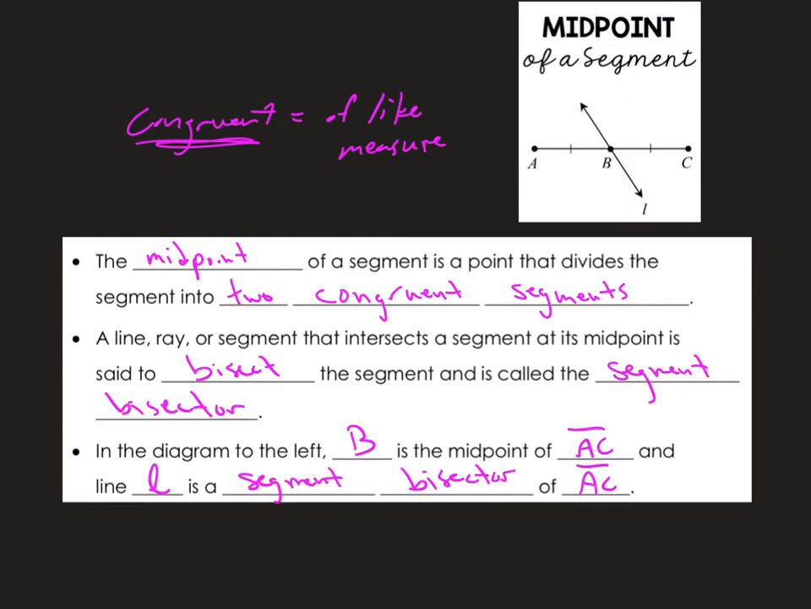So we have this segment bisector. Up here, line L is a bisector of segment AC, or as we say down here, in the diagram to the left. Now I know this picture's up here, but on your handout it's to the left. Point B is the midpoint of segment AC. And line L goes right through that midpoint, thus making line L a segment bisector of segment AC, or essentially, it cuts AC in half.